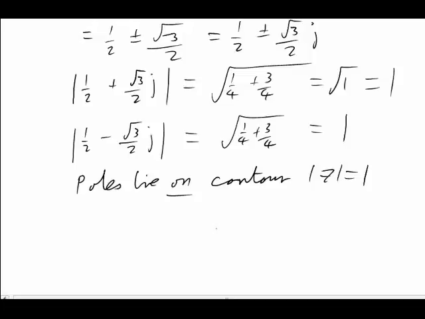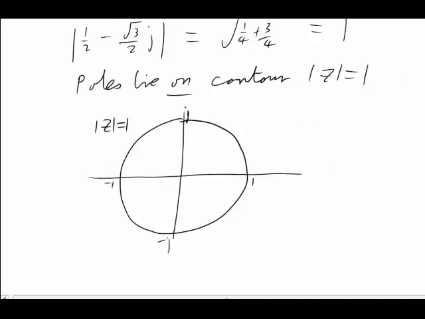Let's actually see that on a diagram. Here's my unit circle, and I've got two poles sitting at a half plus root 3 j over 2. That'll be up here. And another one at a half minus root 3 j over 2. The poles are on the contour, so the integrand blows up as it tries to pass through them.